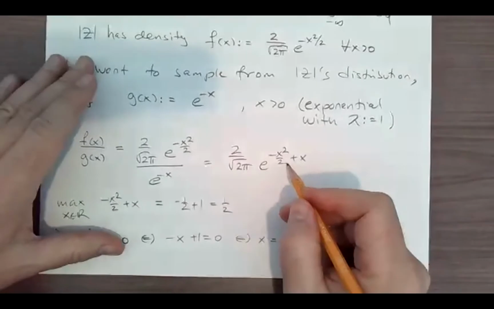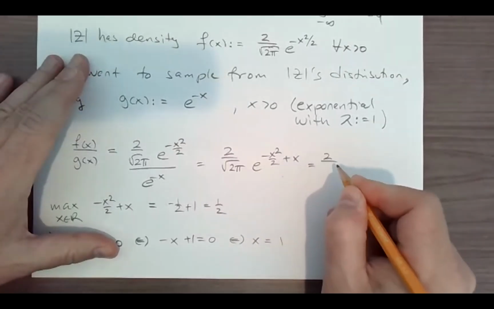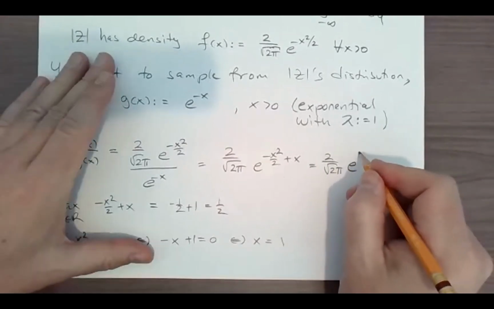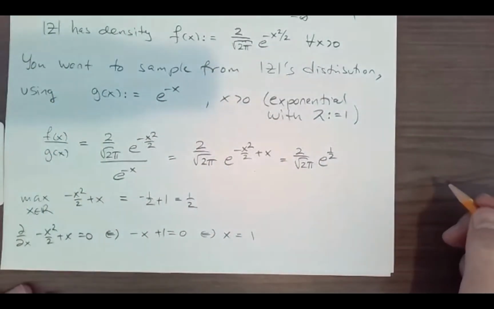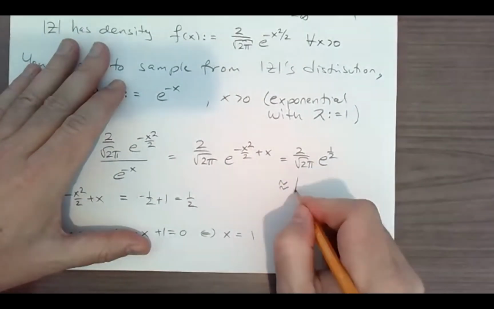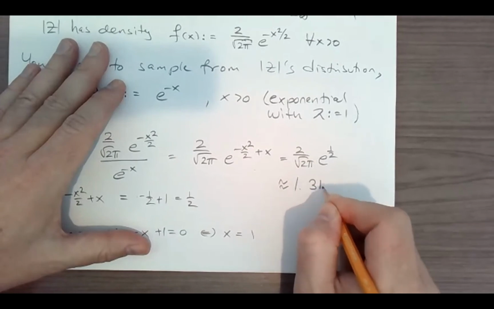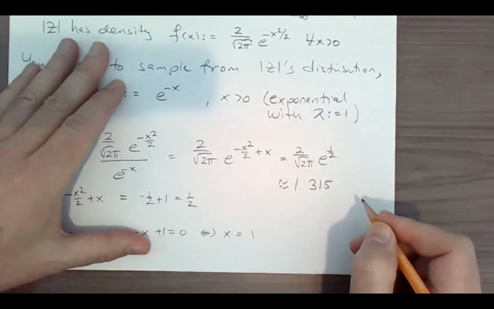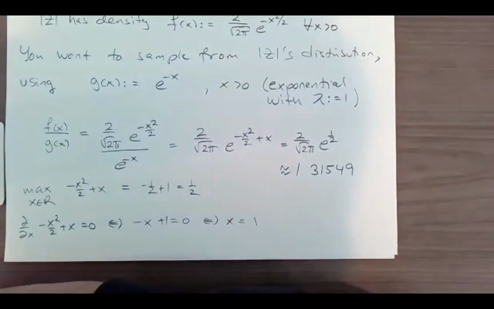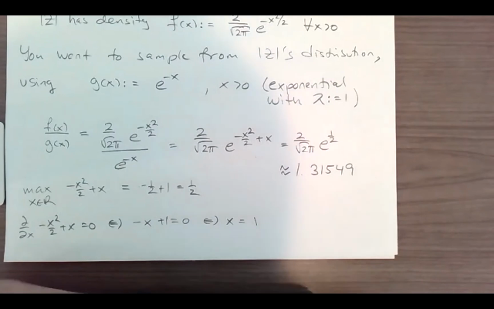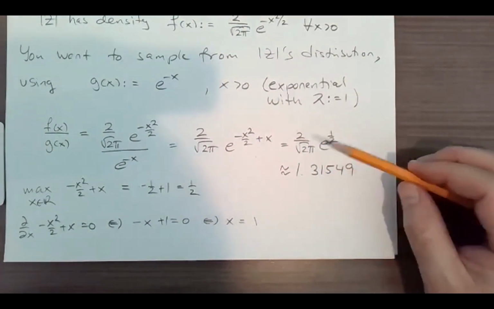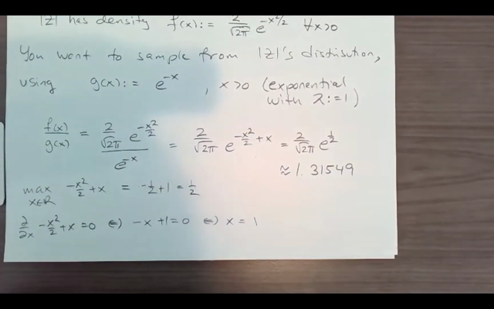Okay, so I'll plug that in up here. This is 2 divided by square root 2 pi e to the half. And if you plug this into a computer, you'll get something like 1.31549. Right? So is that close to 1? I don't know. It's not too big. So what you're expecting here is to perform 1.3 loops to accept.